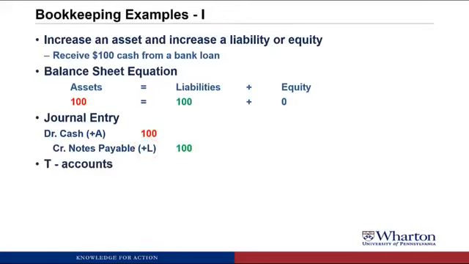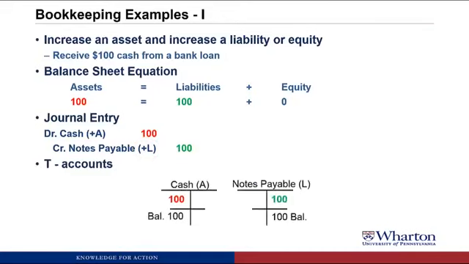If we looked at this with T accounts, we would have a cash T account, which would have an entry on the debit side, and a notes payable T account, which would have an entry on the credit side. If we drew a line, added up the balance in each account, our balance sheet would balance. We'd have cash of $100 on the asset side, liabilities of $100 on the liability and equity side, with no shareholders' equity.